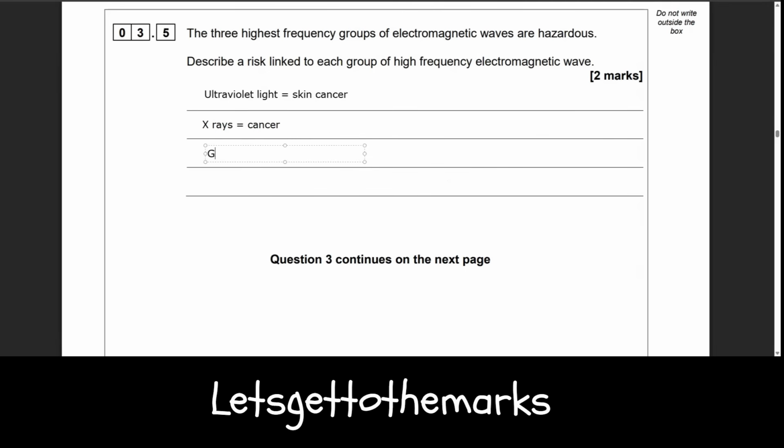And then we can say gamma rays equals also cancer. So you can see that all of these can cause cancer. So that's the main risk linked with all of these groups, as they are highly ionizing. So they are ionizing types of radiation, which is why they're hazardous, and all of them can cause cancer. Okay.